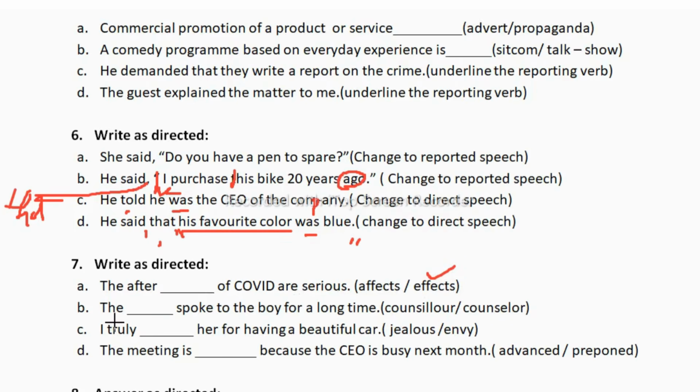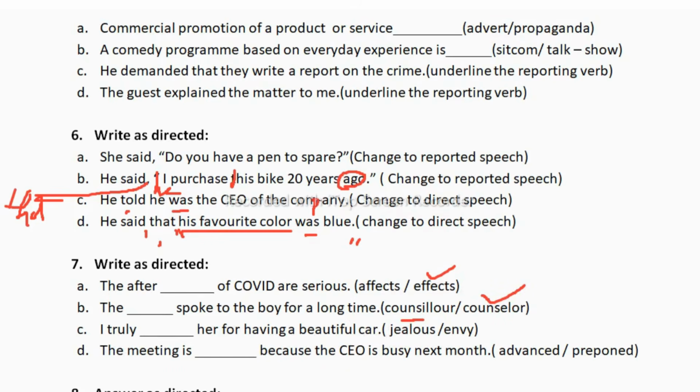Now next one, the dash spoke to the boy for a long time. Counselor and councilor. So this also I already taught you in the commonly confused words. Councilor is nothing but a commonly elected member of any party, means politician party, and this counselor is nothing but the person. It is also a noun, a trained person who listens to people and gives them advice about their problems. So the dash spoke to the boy for a long time. So counselor obviously.